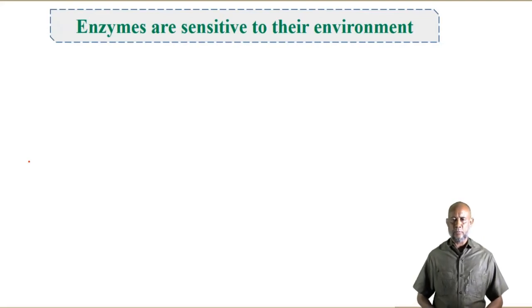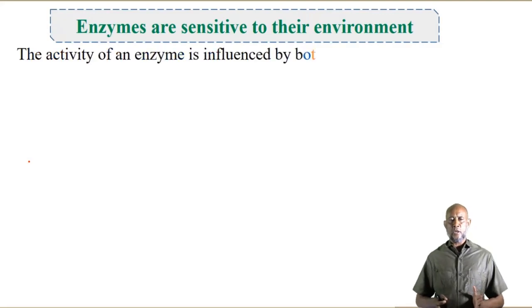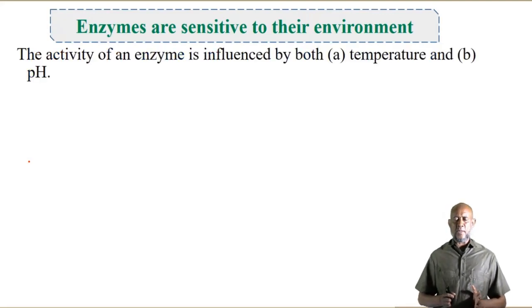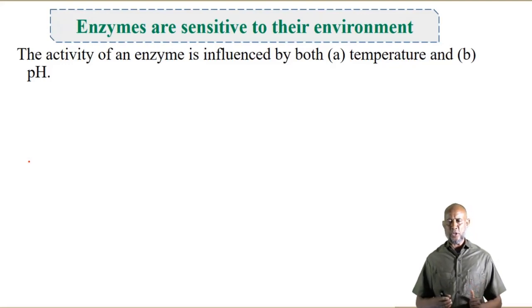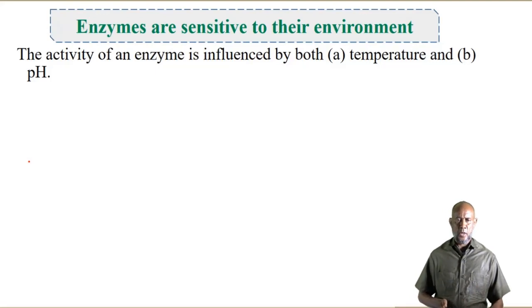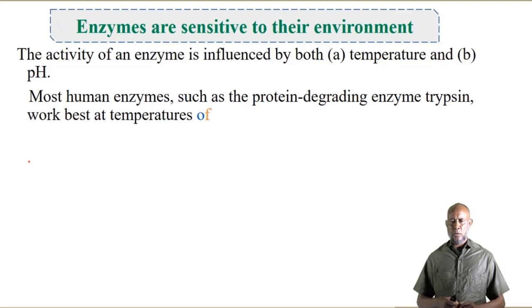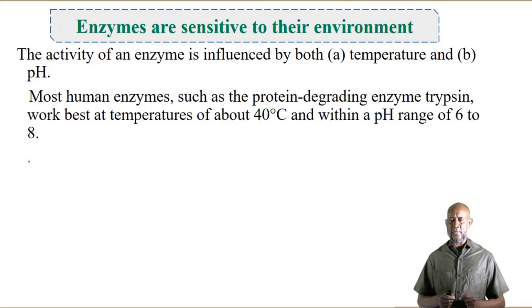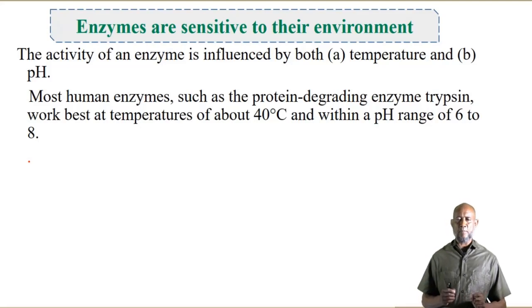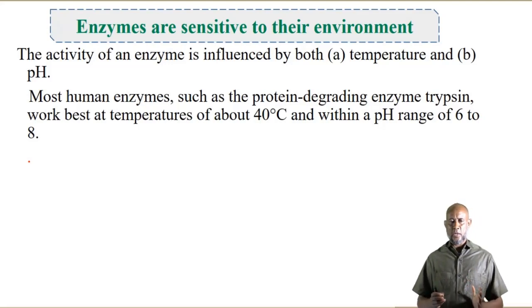Enzymes are sensitive to their environment. This simply means that the activity of the enzyme is influenced by both temperature and pH. Most human enzymes, for example, protein-degrading enzymes like trypsin or pepsin, work best at a temperature of about 40 degrees centigrade and within a pH range of 6 to 8.